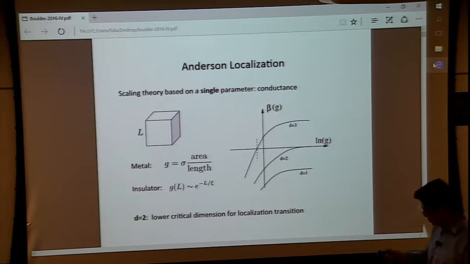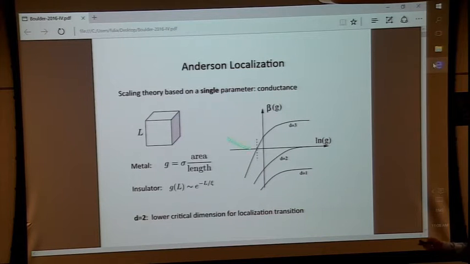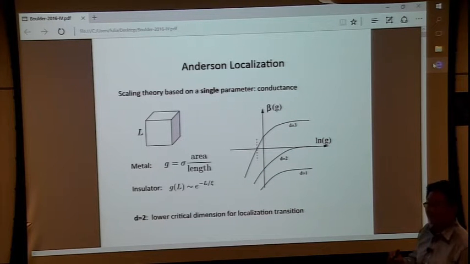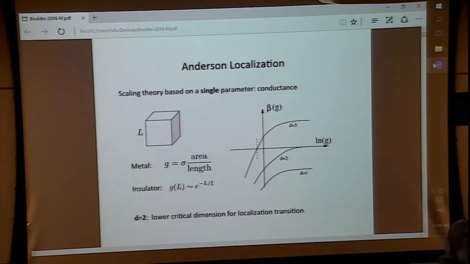One thing I should mention is that this particular flow diagram is for a disordered system with non-magnetic impurities, a time reversal invariant disordered system without spin orbit coupling. And this is indeed the exact picture for this symmetry class. Basically, in 2 dimensions, all states are localized.